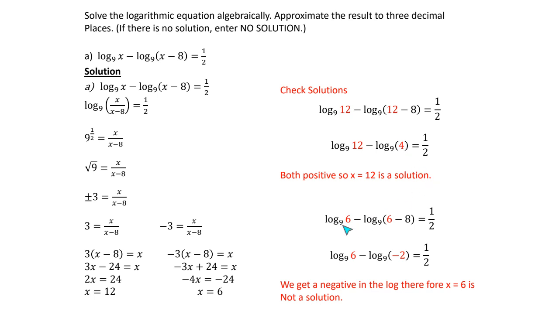Notice they're both positive. So that means that 12 is a solution. And if I plug in 6, I get a positive 6 here. But 6 minus 8 gives me a negative 2. So that means that x equals 6 is not a solution. So the only solution is going to be x equals 12.